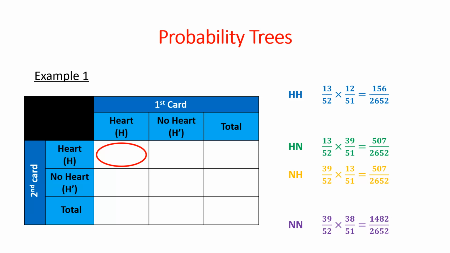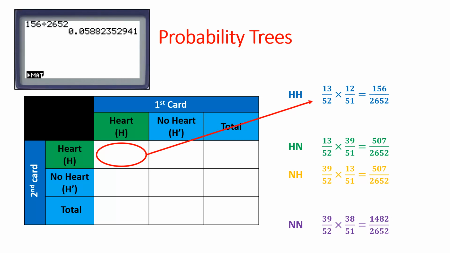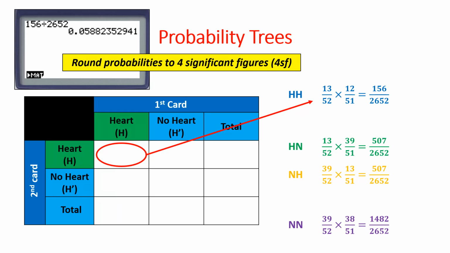Right, well, this box here represents a heart in the first card and a heart in the second card, which is this scenario here. And we're going to work out what 156 over 2,652 is as a decimal, and we're going to round it to 4 significant figures. So let's pop that into this box, 0.05882.